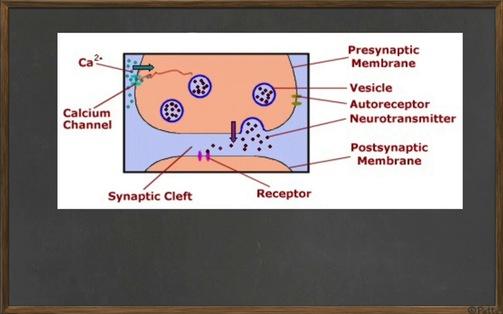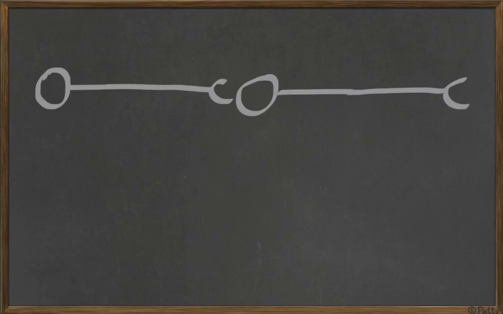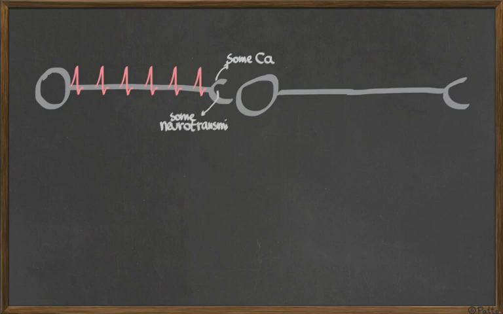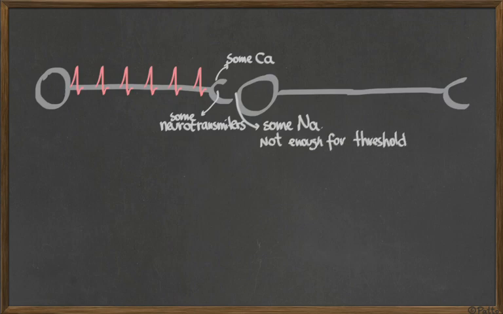You have calcium entering. Calcium entering is going to make the vesicle move and release neurotransmitter. Neurotransmitters touch here and start a new action potential. The beauty here is that when you have a signal going in, an action potential gets to the end, opens the calcium channels that put some calcium in, and then some neurotransmitters are released, and these are going to be opening some sodium channels, but if it's not enough to reach threshold, there is no signal.